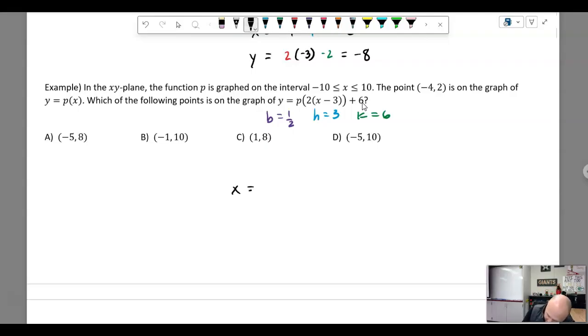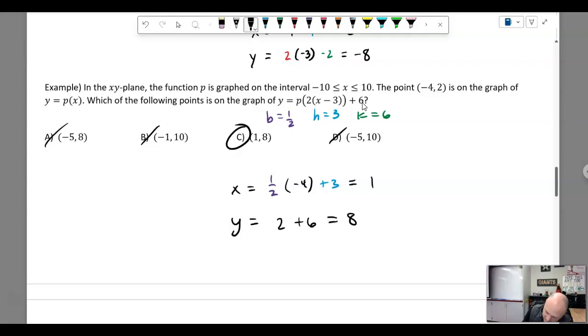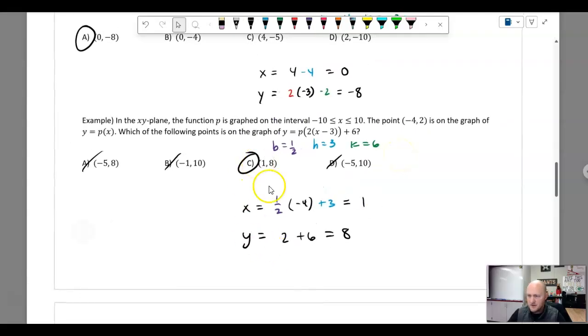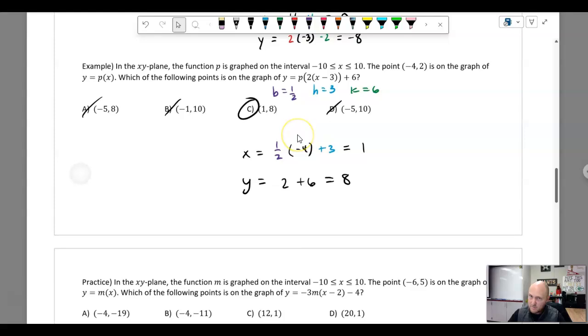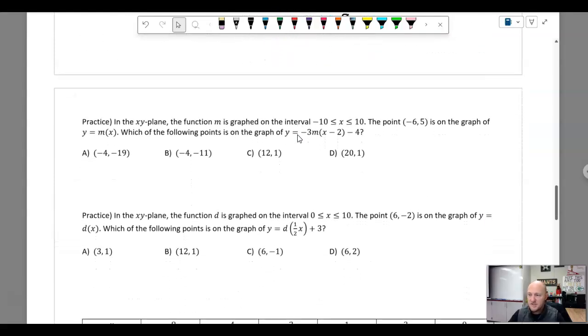So my x value is going to be 1/2 times my x value, which is -4, plus h, which this time is +3. So I get -2 plus 3. I get 1 as my x value. So this makes it really easy. Our answer should be C. I'm just going to verify, our y value is 2 plus 6. You guys are like, I know. I was telling you. You're acting slow. Okay, so C. There you go. Bx plus h, ay plus k.